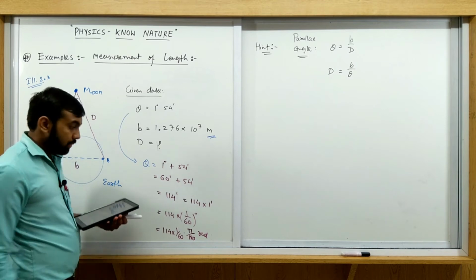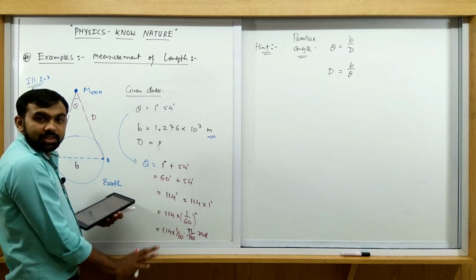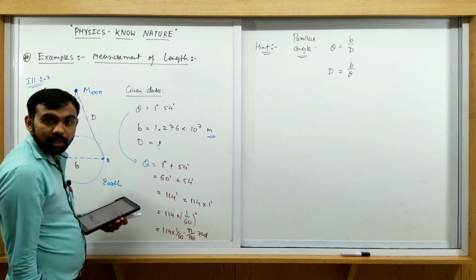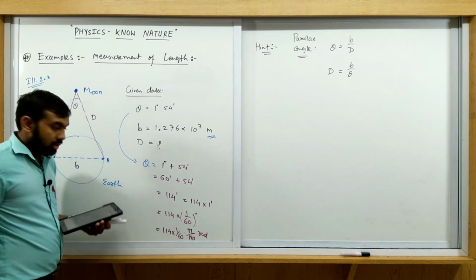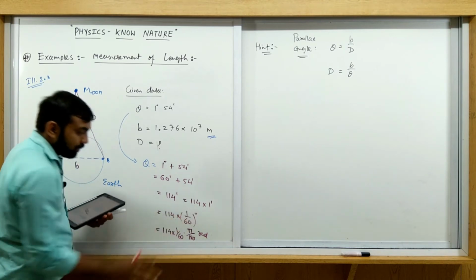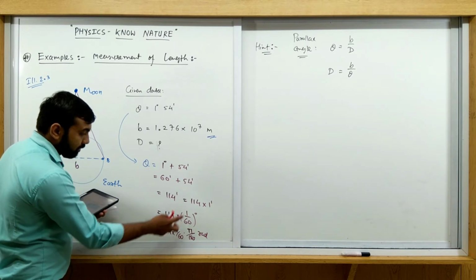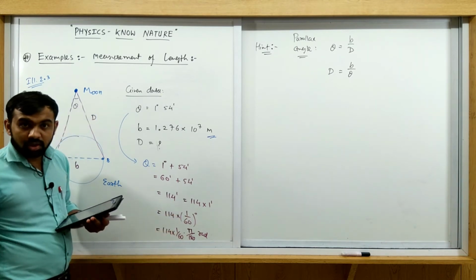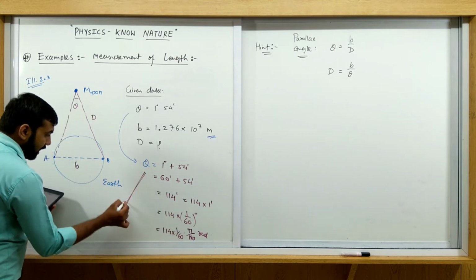You try to solve. Again, 1 degree plus 54 minutes. 1 degree means 60 minutes, 60 plus 54 is 114 minutes. So 114 into 1 minute; 114 as it is, 1 minute was 1 upon 60 degree. And 1 degree in radian is pi upon 180. So after calculating this, you get this theta here.